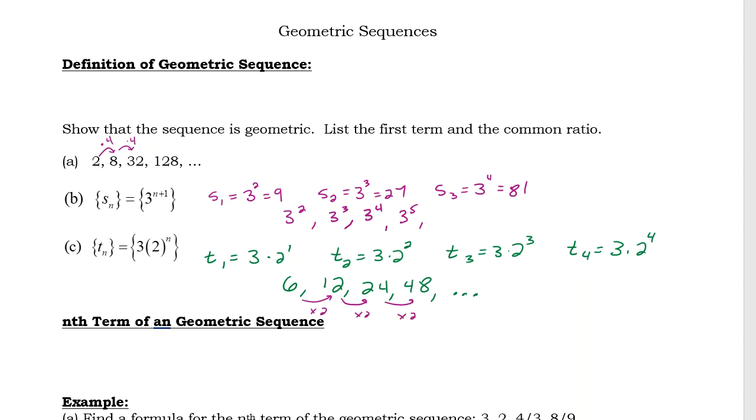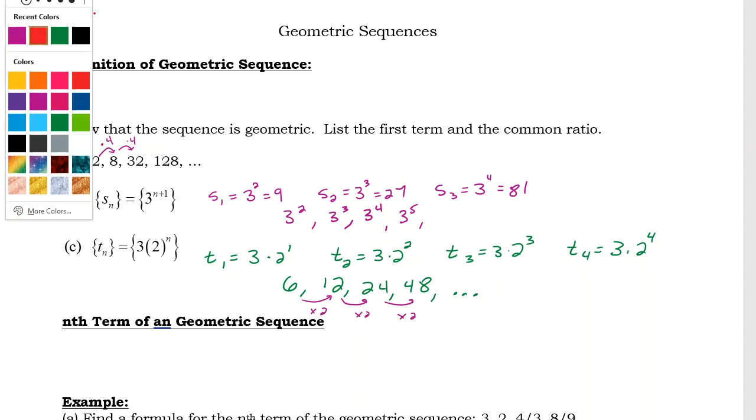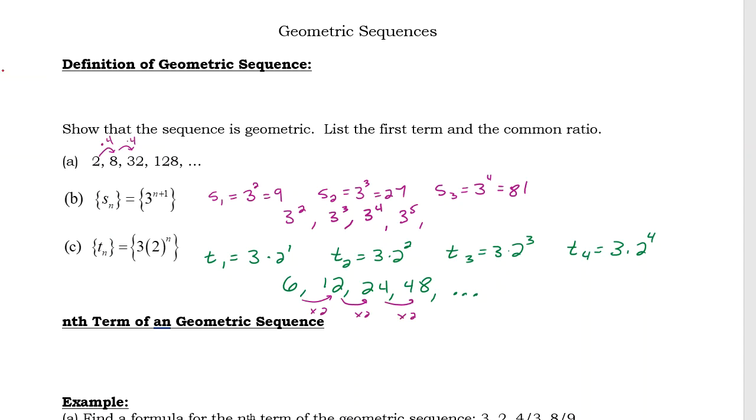So the key characteristic of a geometric sequence is that to get the next term, you're going to multiply the previous term by something. We call this the common ratio. In this case, the common ratio is 4. In this case, the common ratio is 3, and in this case, the common ratio is 2. Now, those are all very nice numbers. The common ratio could be a negative, it could also be a fraction, or it could be a decimal. And we'll see some examples of that coming up.